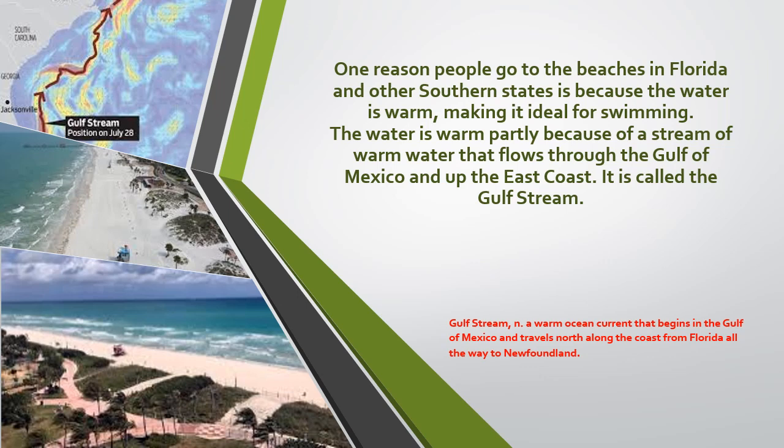So we have some more vocabulary for you. Peninsula: a piece of land sticking out into a body of water so that it is almost surrounded by water. And Gulf Stream: a warm ocean current that begins in the Gulf of Mexico and travels north along the coast from Florida all the way to Newfoundland.